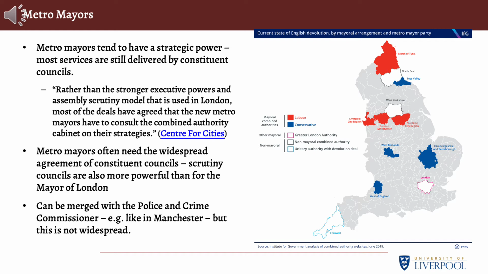So metro mayors often, unlike again the London mayor, have to build consensus and have to get approval, often unanimous approval, on decisions from each of their constituent councils. So it's a more collaborative experience.